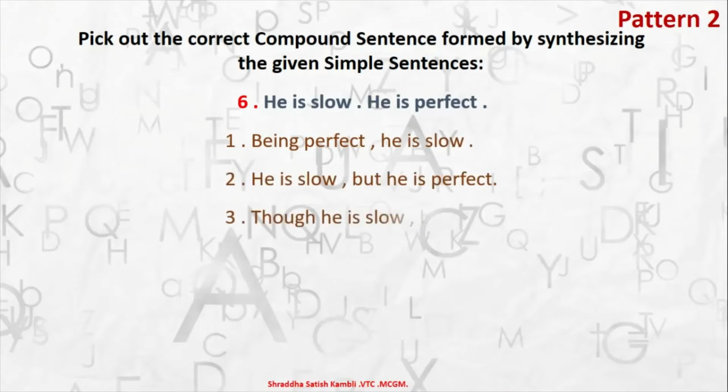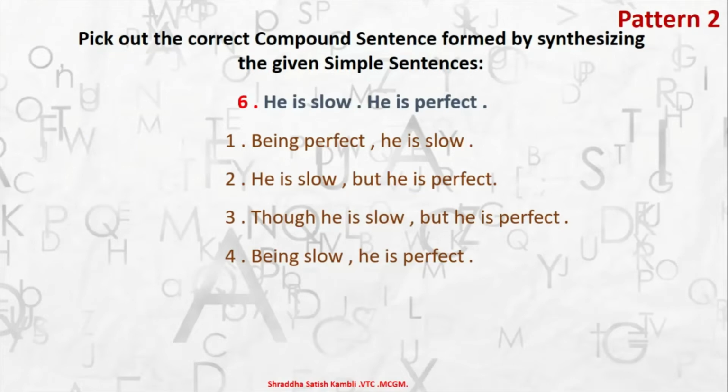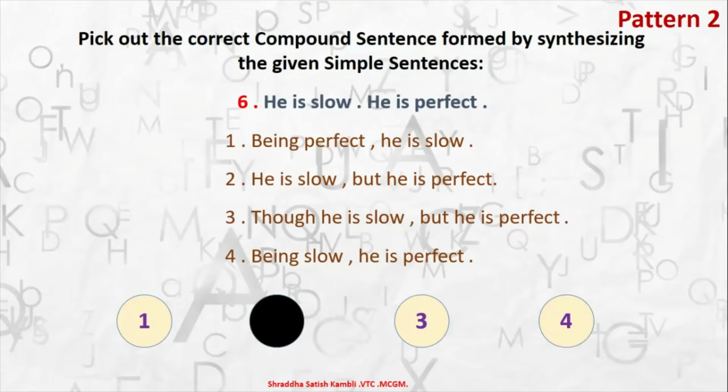So we have option 1, 2, 3 and 4. So being perfect, he is slow. He is slow, but he is perfect. Then we have, though he is slow, he is perfect. And finally, being slow, he is perfect. So let's see which one will be the correct compound sentence that you can form by combining these two simple sentences. So it will be option number 2. He is slow, but he is perfect. Remember the coordinate conjunction but? So he is slow, but he is perfect. So we have combined these two simple sentences, making use of the coordinate conjunction but.